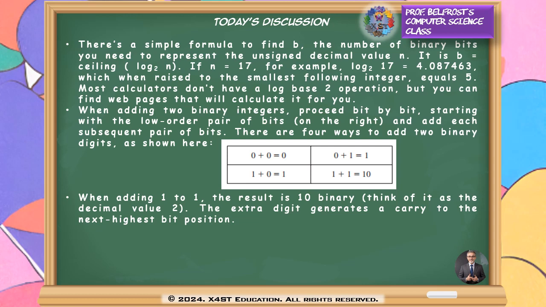Okay, so when adding two binary integers, we should proceed bit by bit, starting with the low order pair of bits, which is on the rightmost position, and then adding subsequent pairs of bits. There are four ways to add two binary digits. 0 plus 0 makes 0, 0 plus 1 makes 1, 1 plus 0 makes 1, and 1 plus 1 makes 10. This is not ten, okay?